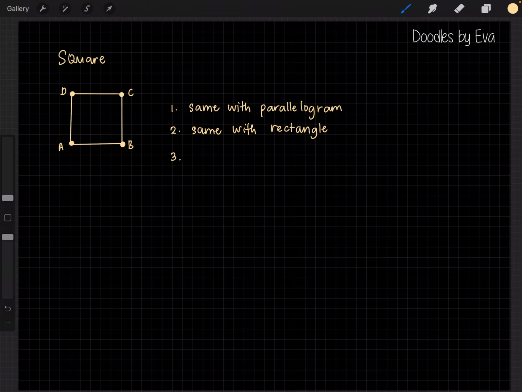And then another one, it also has the same properties as a rhombus. Okay, all squares are rhombuses, but not all rhombuses are squares. Okay, so the square satisfies all the properties of the parallelogram, rectangle, and rhombus combined. Okay, so that is our square.